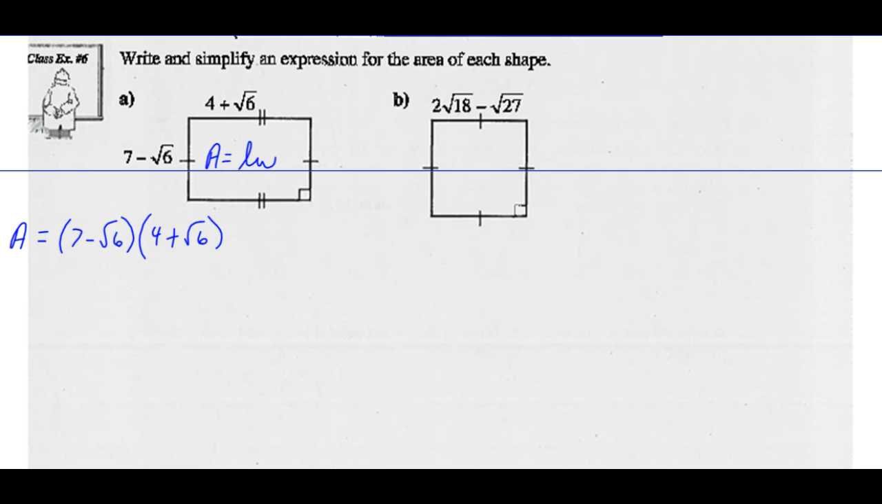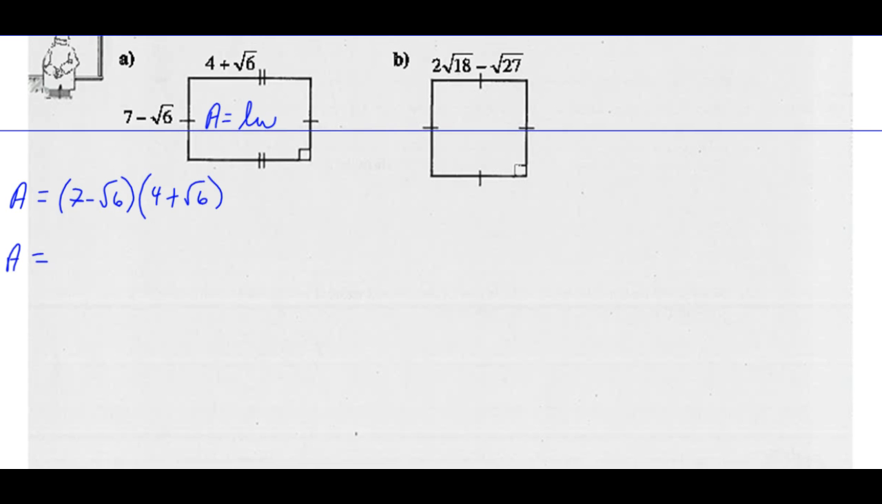And just like we multiplied two binomials by making sure every term in the first binomial got multiplied by every term in the second binomial, we're going to do that here with these radical binomials. So our area would equal, make sure 7 gets multiplied by both terms. 7 times 4 is 28. And then 7 times root 6, a positive 7 root 6. And then negative root 6 times 4 is a negative 4 root 6. And then negative root 6 times positive root 6. Well, a negative times a positive is a negative. Root 6 times root 6 will just give us 6.